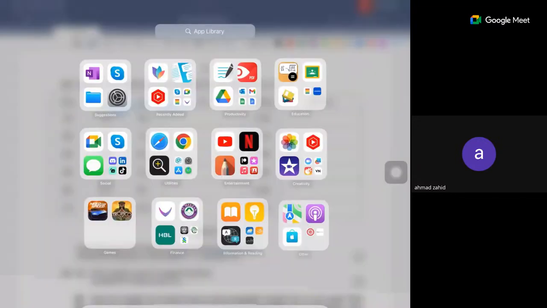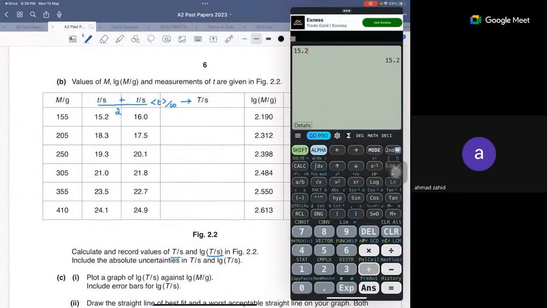So to do this, just pull out your calculator quickly and also do it with me because I just want to make sure that you guys have an idea. Divide by 10, so it should be 1.56, this one. Then you have to make sure that row wise, your significant figures are the same. Okay, so then it will be 18.3 plus 17.5 divided by 2 divided by 10, so that's 1.79. Similarly, 19.3 plus 20.1 divided by 2 divided by 10, so that's going to be 2. You have to add this and then divide by 2 and then divide by 10. This is 1.97.